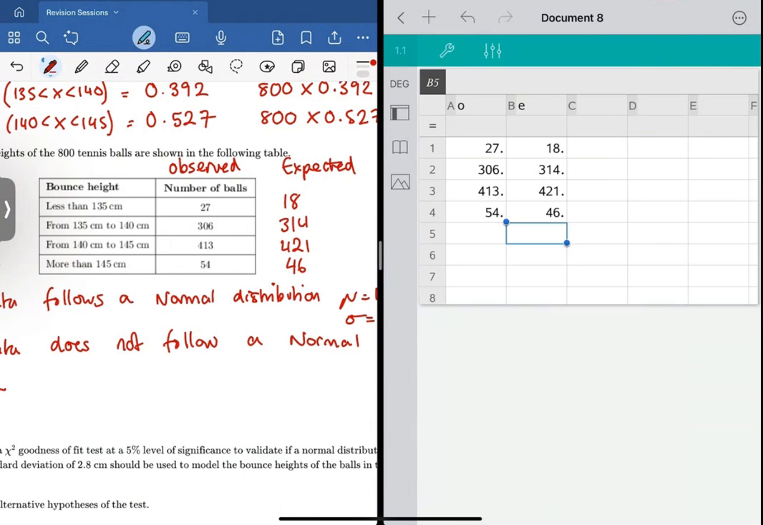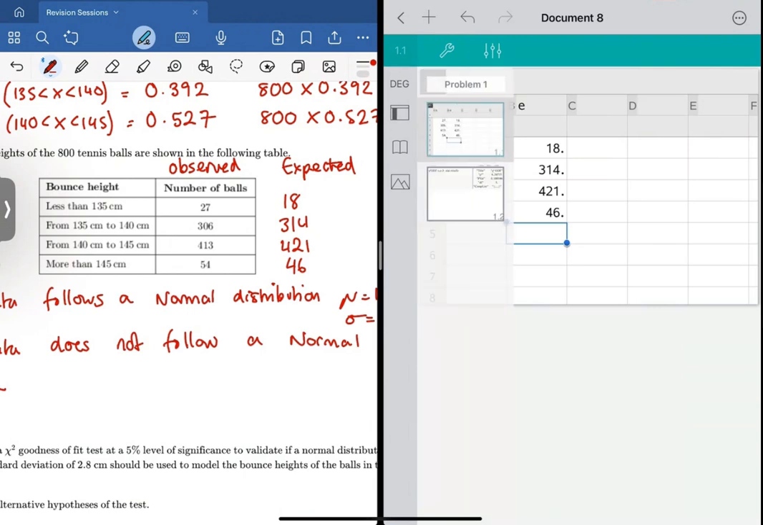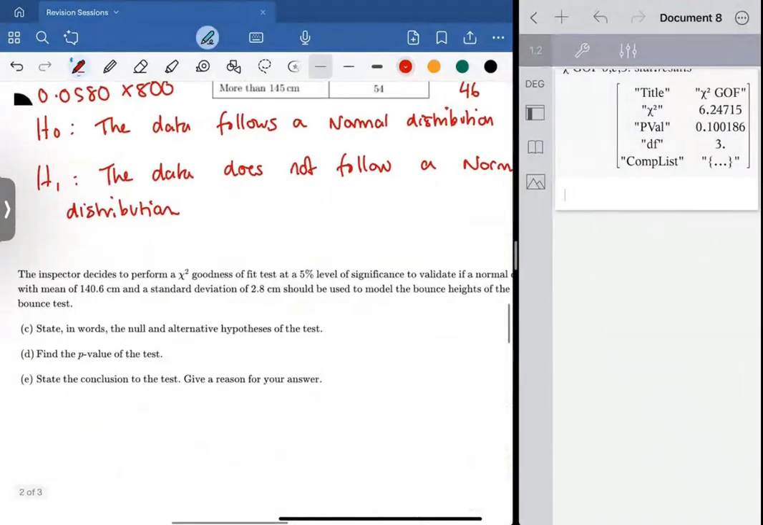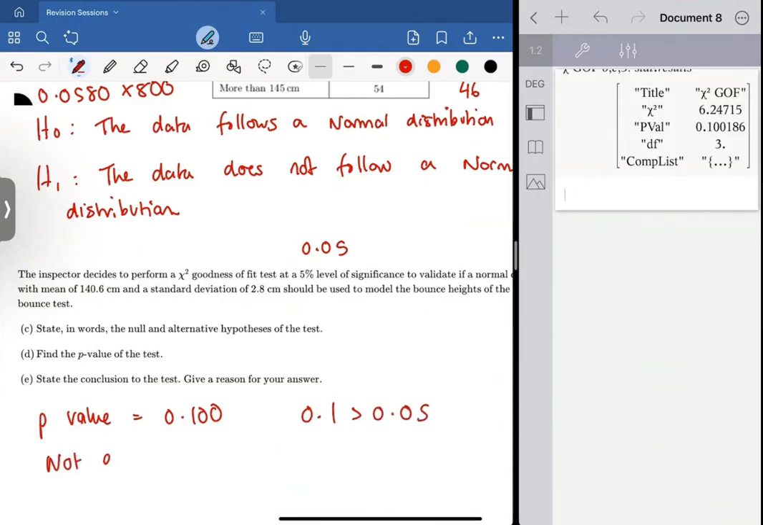We are doing, oh no, I need to go back to my calculator. We're doing this at a 5% level. P-value is 0.100 to 3 significant figures and 0.05 for our significance level. So we're still bigger. 0.1 is bigger than 0.05. There's not enough evidence.